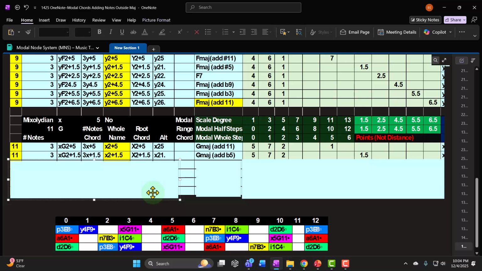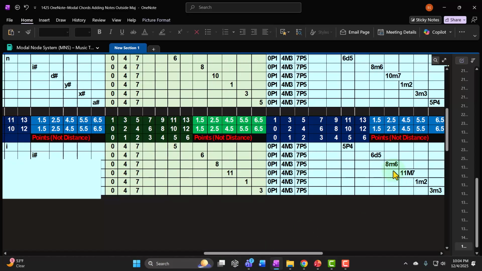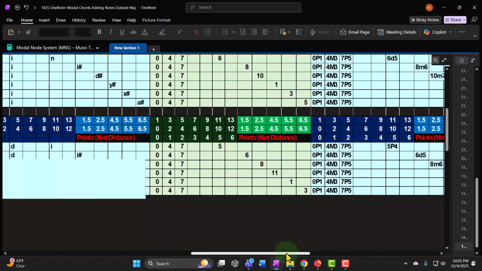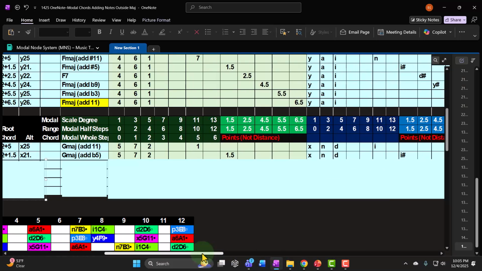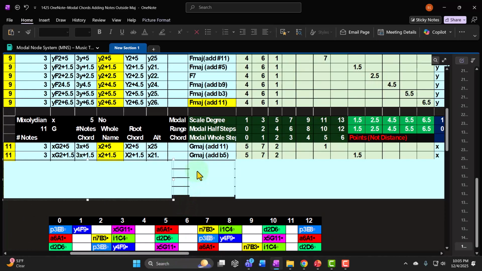Okay, anyway, let's say we're going to add nodal point 1.5, Ionian Ocean. Once again, this is not a distance term, it's a point term. Distance of the Ionian Ocean from the Mixolydian node. Let's go on over here and check that out. I believe it's 6 away, which is usually a flat 5 or an augmented 4. So we could call that something like a G major add the flat 5.